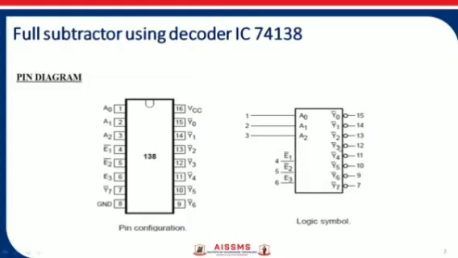But in the output section, all the output lines are active low. That means if I am giving a sequence, for example 0 0 0 at A0, A1 and A2, the Y0 output line will get selected, but this Y0 will generate a logic 0 and the other pins will generate a logic 1.